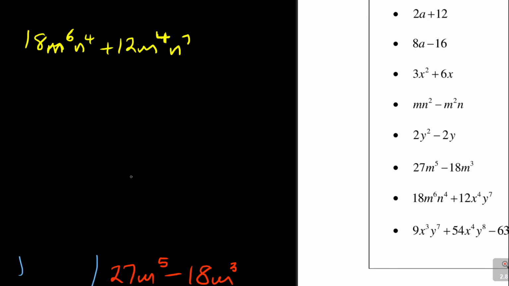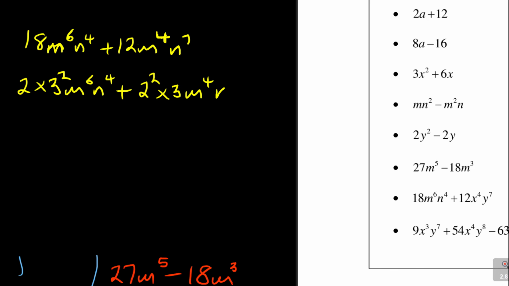Now, what is 18? Calculator. 18 equal to shift fact. 18 is 2 times 3 squared, and then it's m6 and n4, plus what is 12? 12 equal to shift fact. It's 2 squared times 3, m4 and n7. All right, see, this is the foundation of factorization.